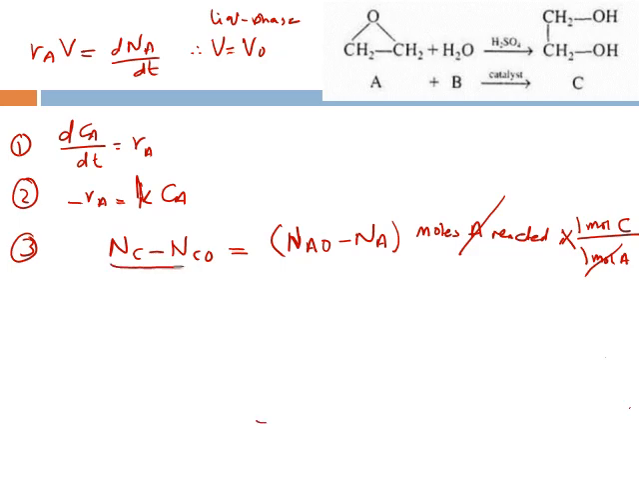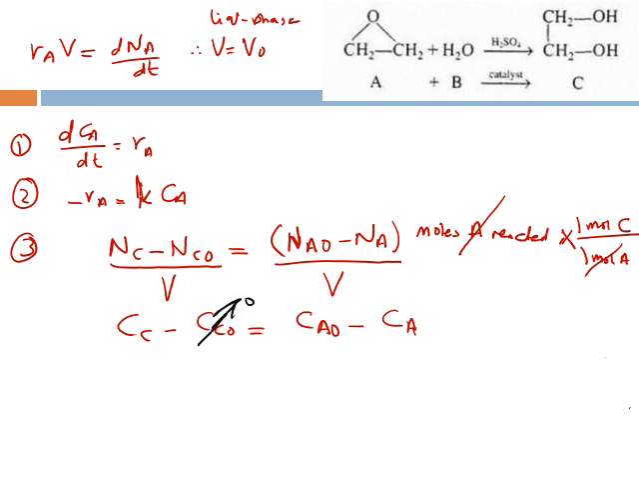So let's divide by volume, and again it doesn't matter whether we divide by V or V naught, it's the same. Okay, so in this case we have Cc minus Cc naught equal Ca naught minus Ca. Okay, so what else we can do? We can simplify. Actually, we don't have C in the reaction mixture, so therefore we can take Ca to the other side, and now we have Ca equals Ca naught minus Cc. So we also already know what the value of Ca naught is, because we said we know how to calculate it.